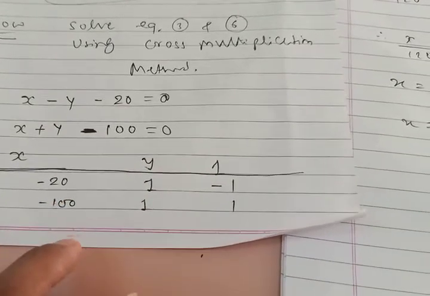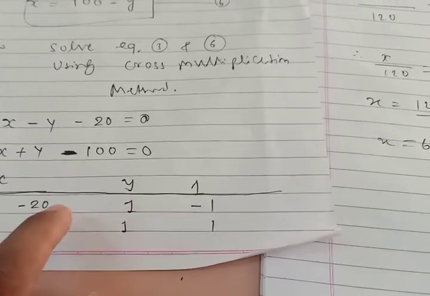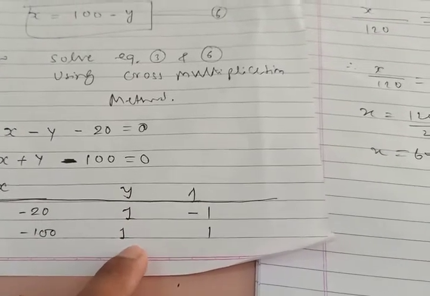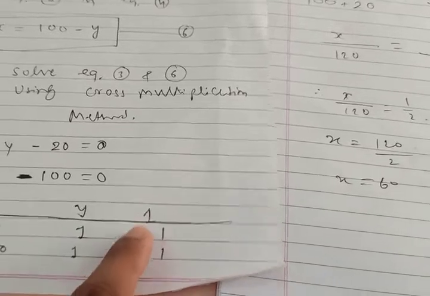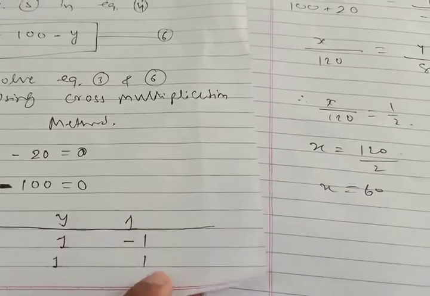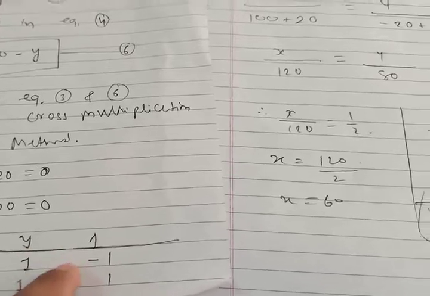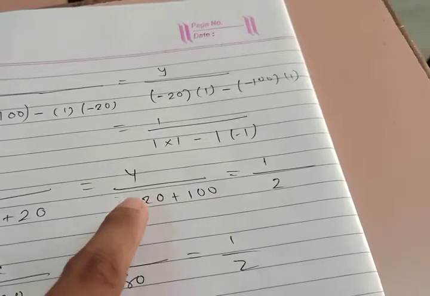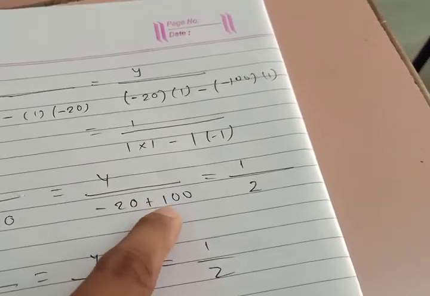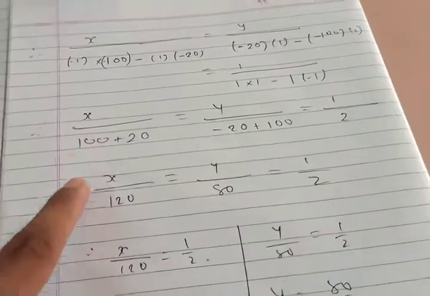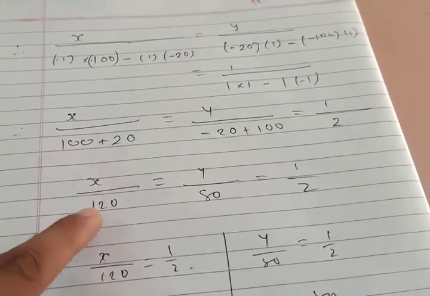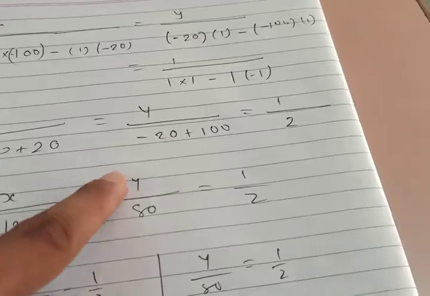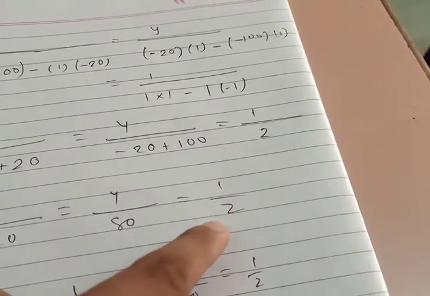y means what? These two equations. Minus 20 into 1 is minus 20, plus 100. Minus 20 plus 100 is equal to, now the coefficients, use this 1 into 1, 1 ones are 1, plus 1 is 2. So put here x upon 100 plus 20 is equal to y upon minus 20 plus 100 is equal to 1 by 2. Solve this. 100 plus 20 is 120. Put here 120. y upon 80 is equal to 1 by 2.